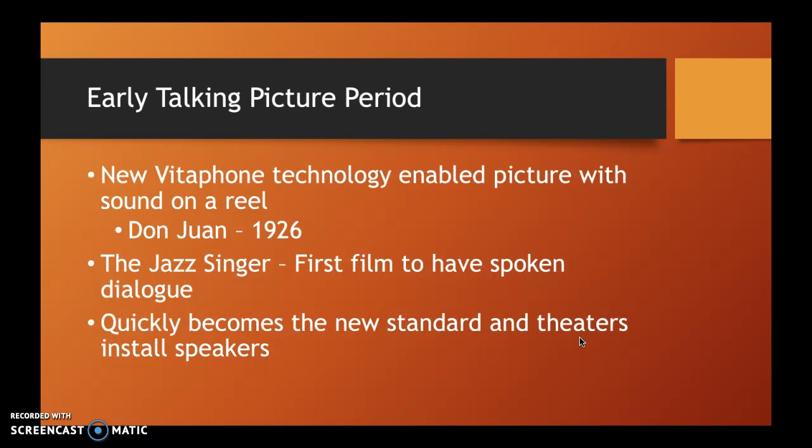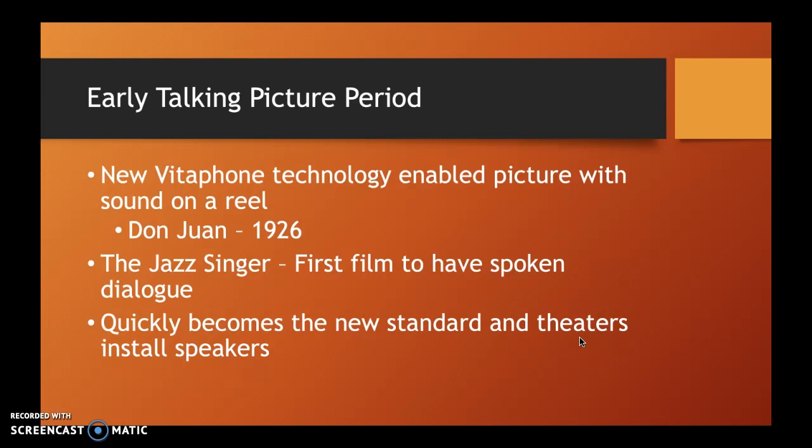Moving on to the early talking picture period. This period, which happened right around the mid-1920s, saw a lot of large leaps in terms of the technology that was used. The new Vitaphone technology enabled picture with sound on a reel, and the first film that incorporated a score was Don Juan in 1926.